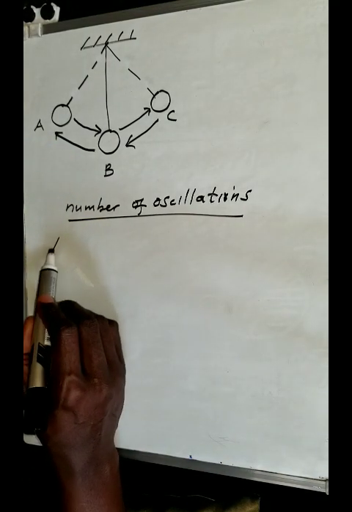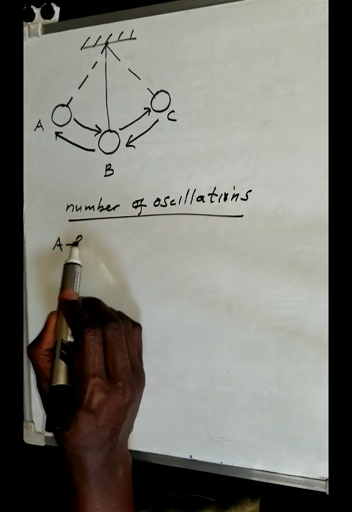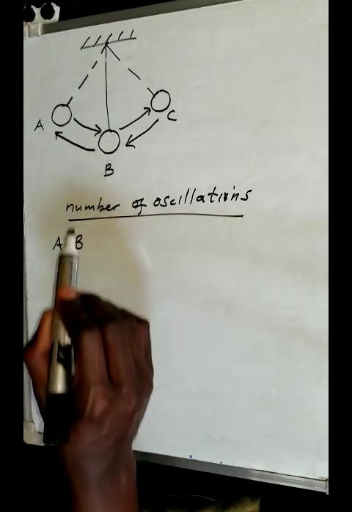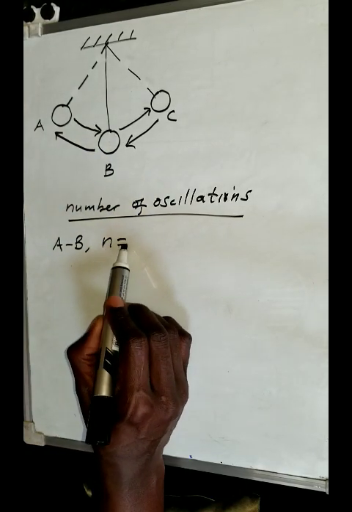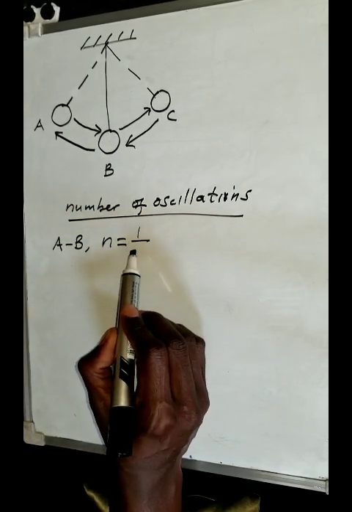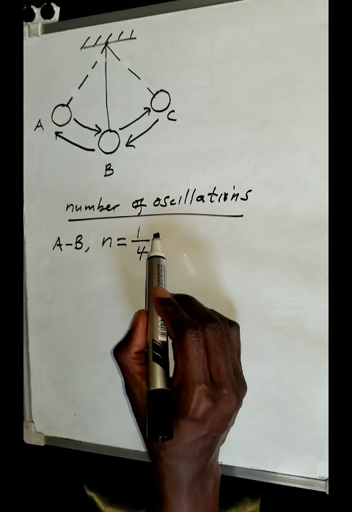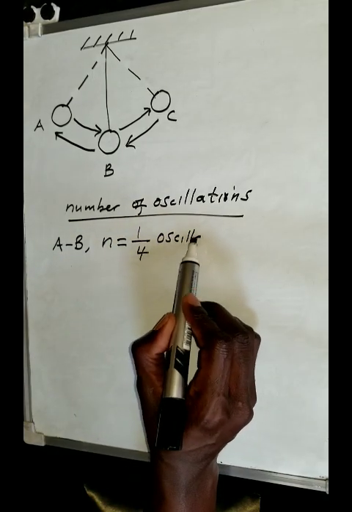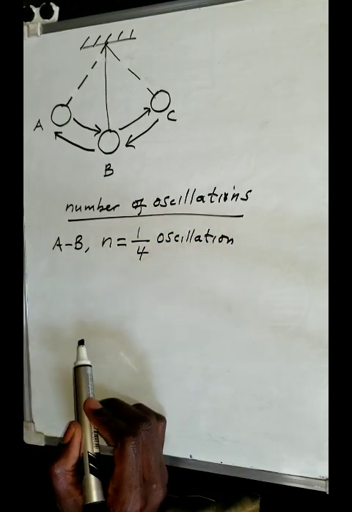For example, if the bulb moves from A and stops at B, then how many oscillations is that? It is 1 over the total, which is 4. In other words, we say it's a quarter oscillation. That's what you need to remember.